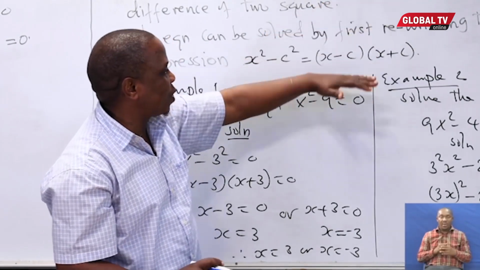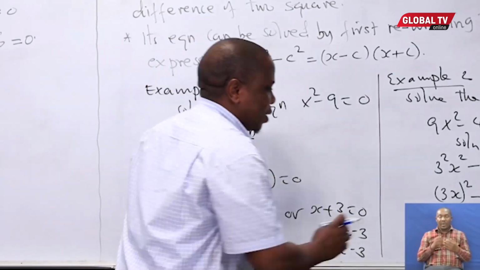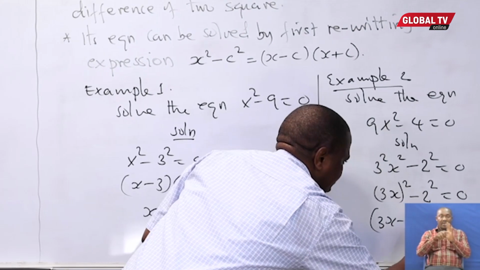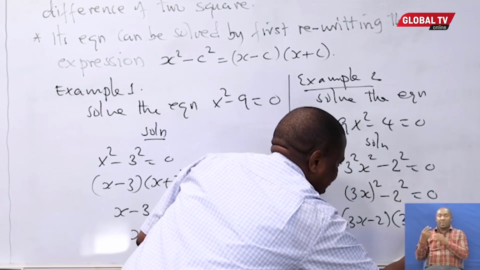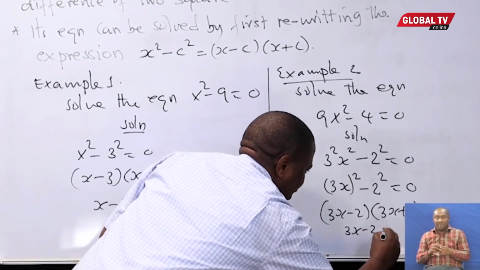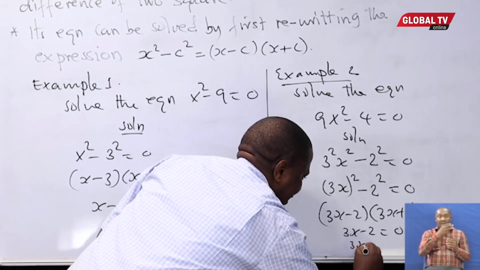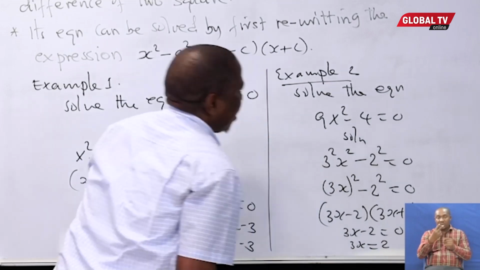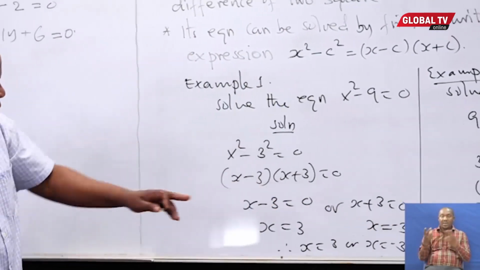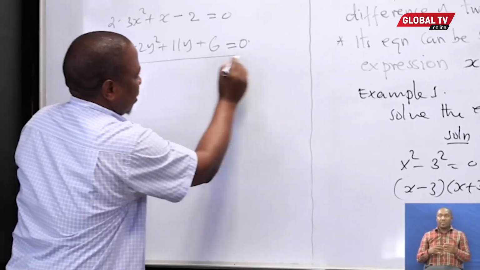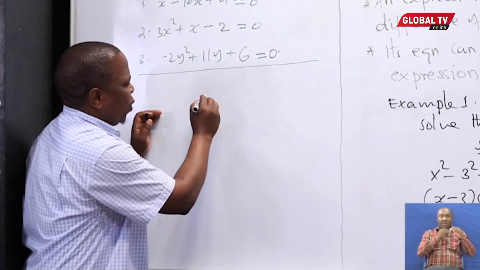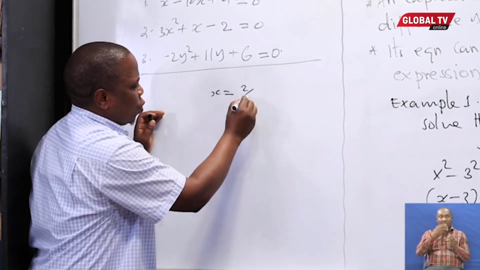Factorization of the difference of two squares is here. So this will lead us to (3x minus 2)(3x plus 2) equal to 0, of which 3x minus 2 is equal to 0, so 3x is equal to 2. Divide by 3 throughout. You will have x is equal to 2 over 3.